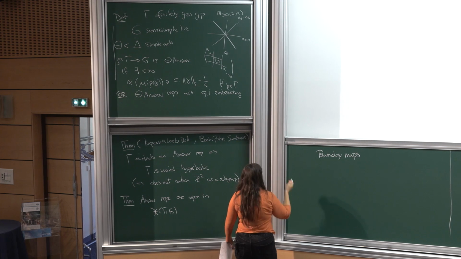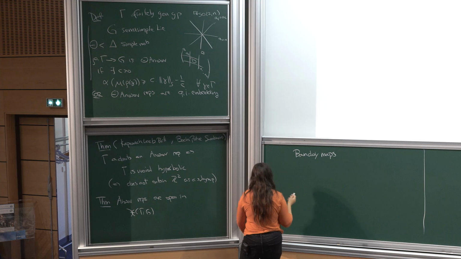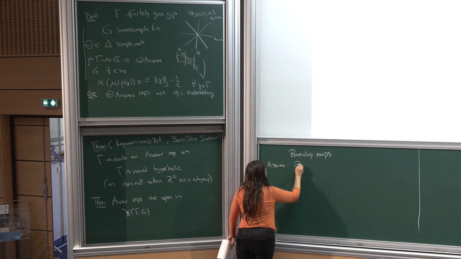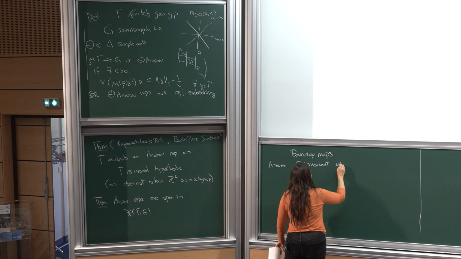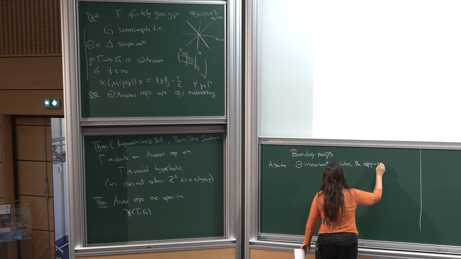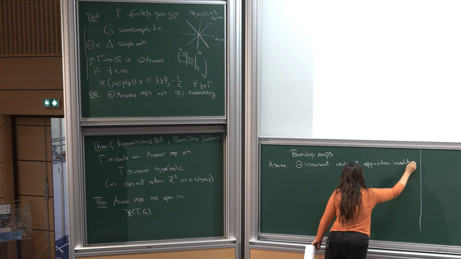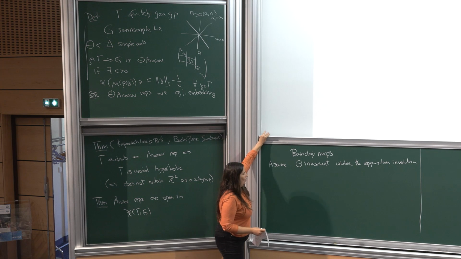And I will assume, without loss of generality from now forever, that theta is invariant under the opposition involution. What does it mean? Let me tell you what this means.